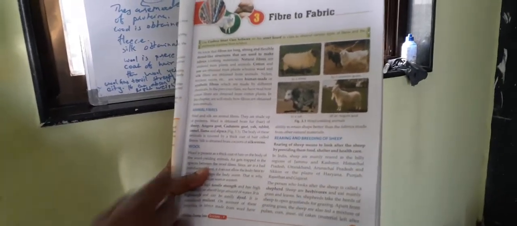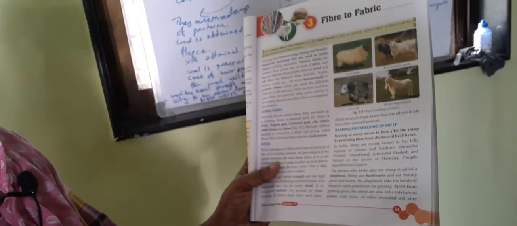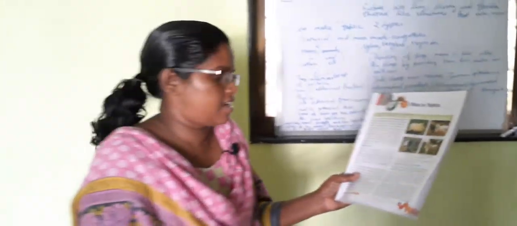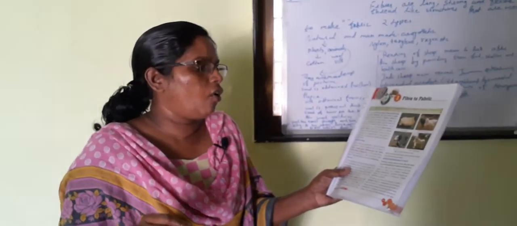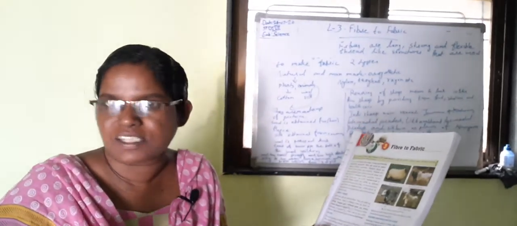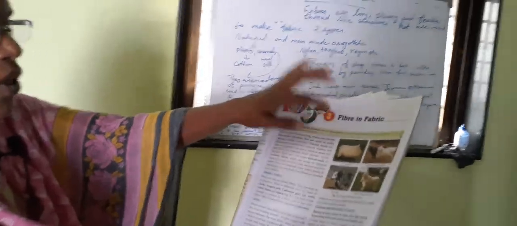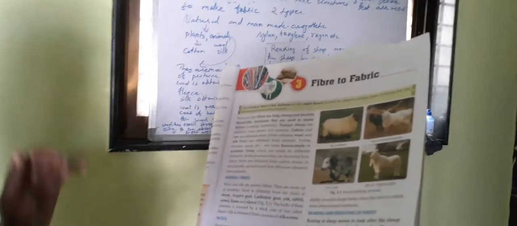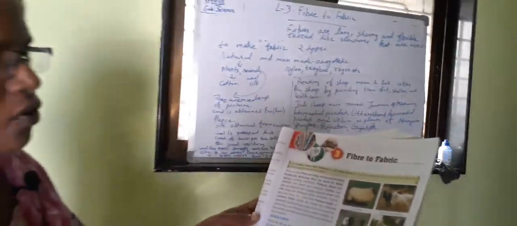This is what gives wool. The body of these animals is covered with a thick coat of hair called fleece. Silk is obtained from the cocoon of silkworms. Animals with a thick coat of hair on the body are called wool yielding animals.